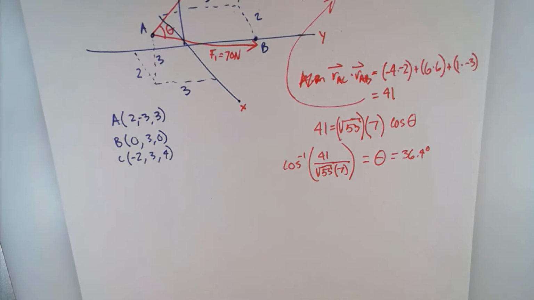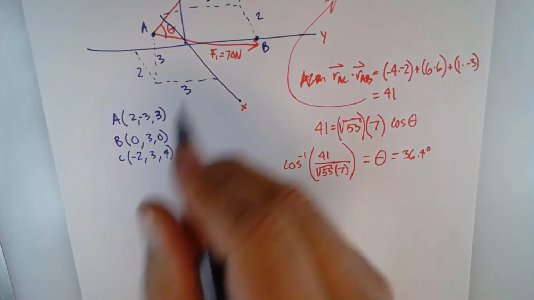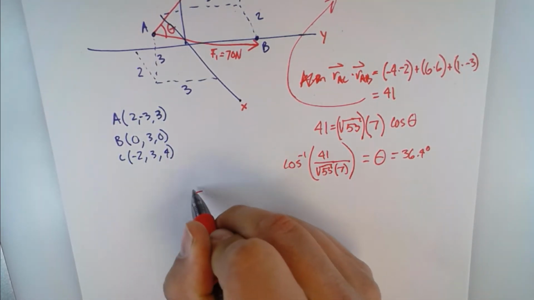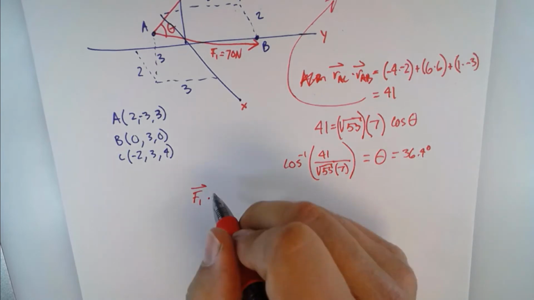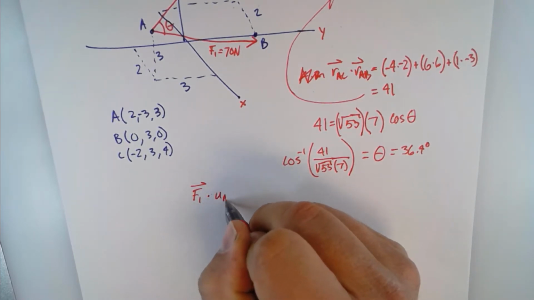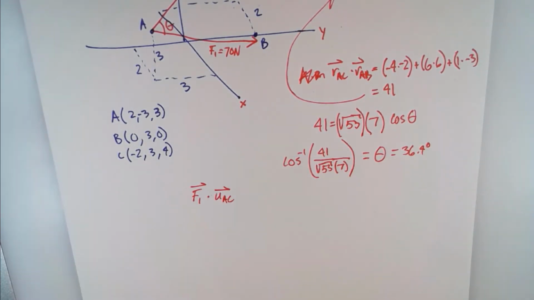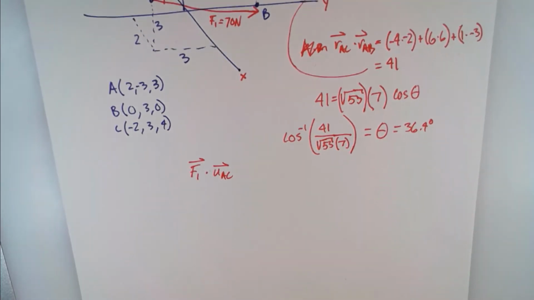We looked at that A times B equals B times A, or A dot B equals B dot A. And if you make one of those a unit vector, you have to make both of them a unit vector, right? No. Okay, so what we're after is F1 dot UAC. This is what the book is asking us to do. It's saying, what's the projection of F1 onto the line AC?